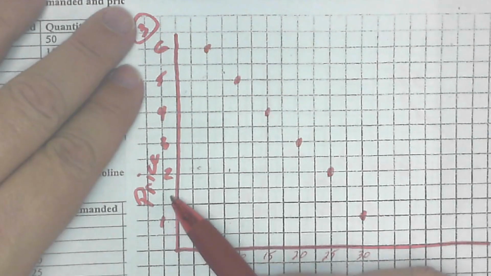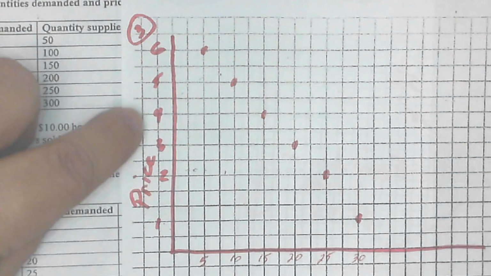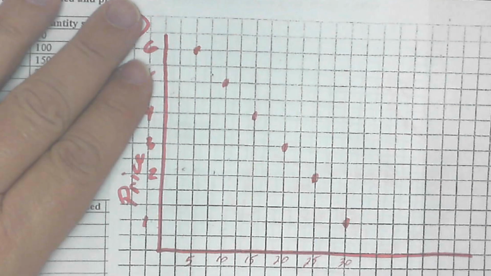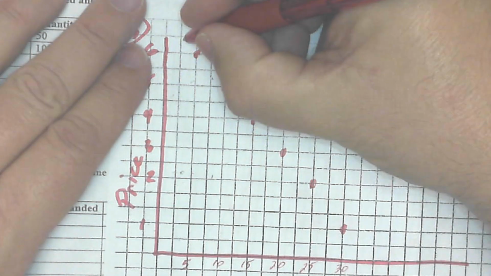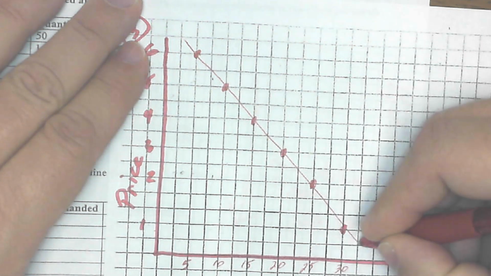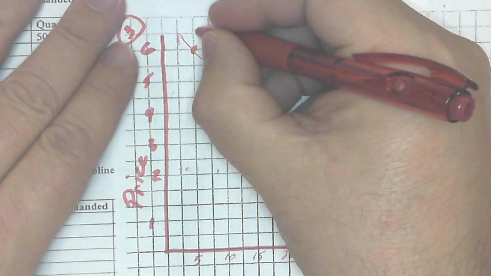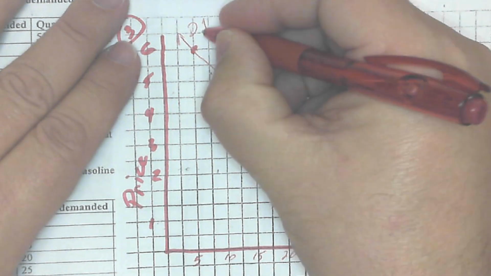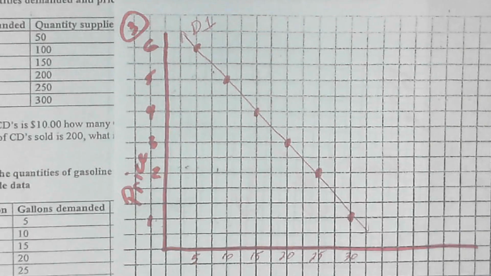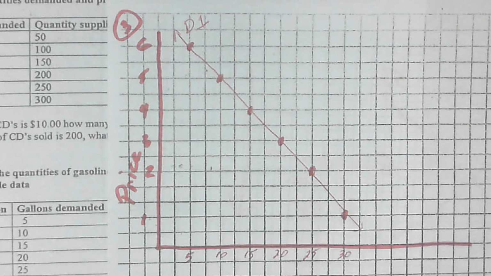Looks like I left an extra between the 1 and the 3, 1 and the 2, then I did the rest of them. So I just connect the dots. So that's demand, so that's D1. So there's our demand line.